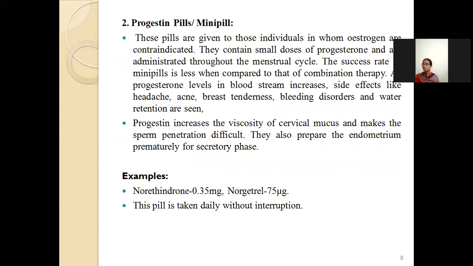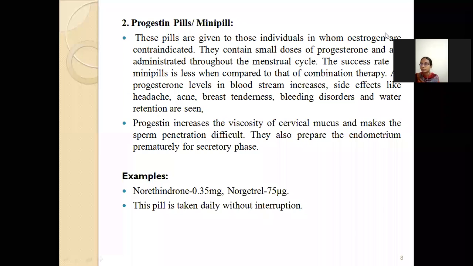So the second one is progesterone pills or mini pills. These pills are given to persons where estrogen is contraindicated, meaning some persons may have side effects from estrogen. So they contain a small dose of progesterone, which should be administered throughout the menstrual cycle.